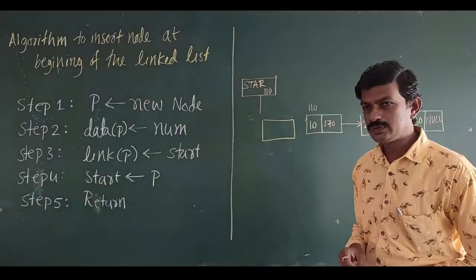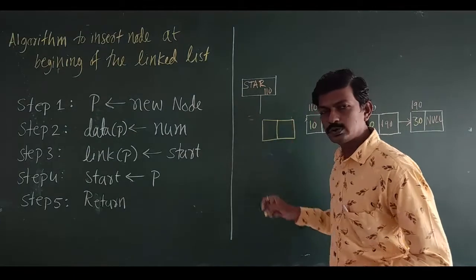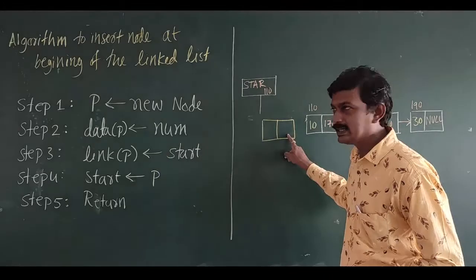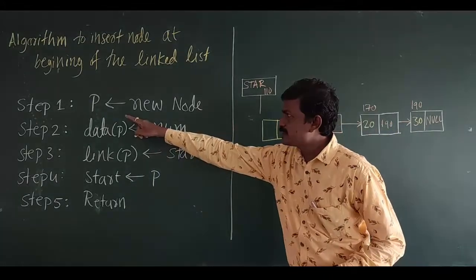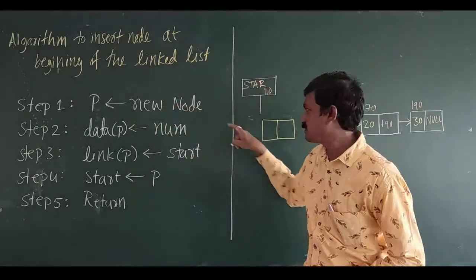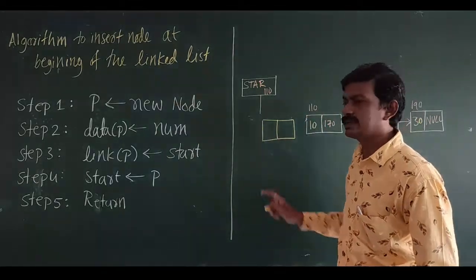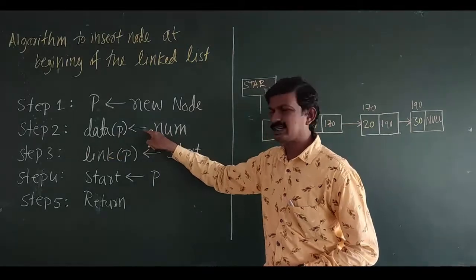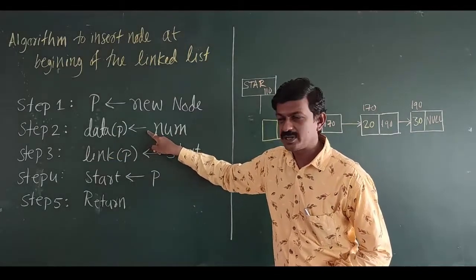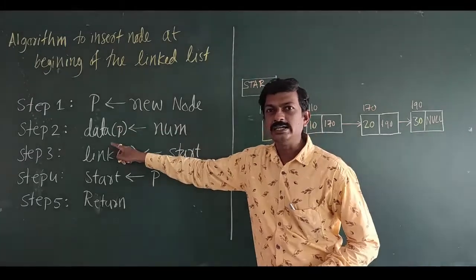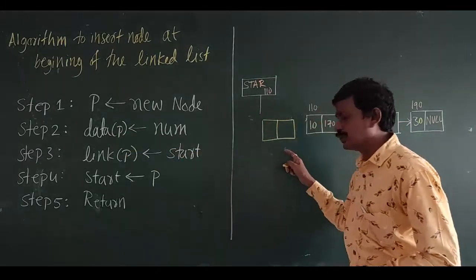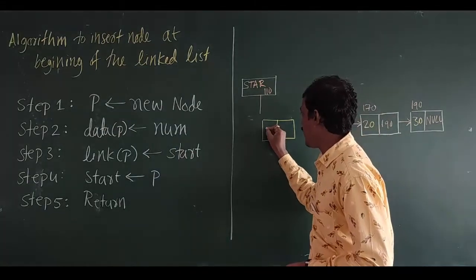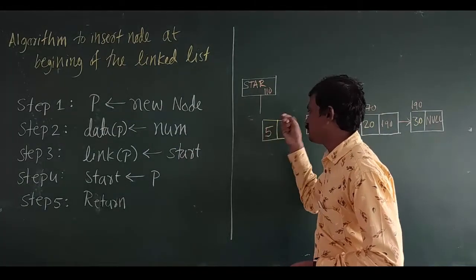I created a new node. This node consists of 2 different parts, the data part and the link part. Second, step 1, P equal to new node, which is nothing but creating a new node. The next step is data of P equal to num, an assignment operation. I am assigning a certain value to the data part of that new node. For this, I am going to add the number 5.